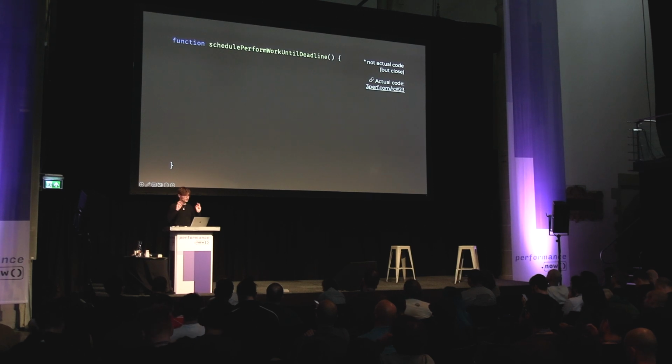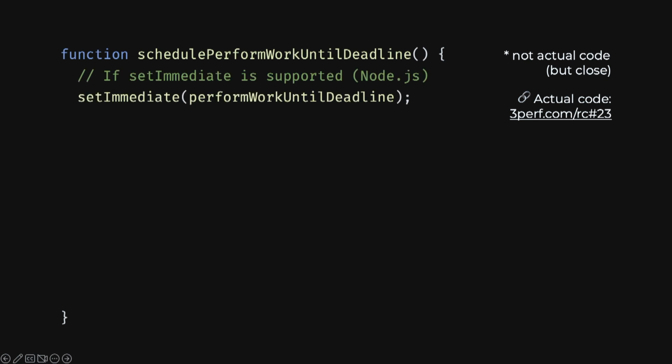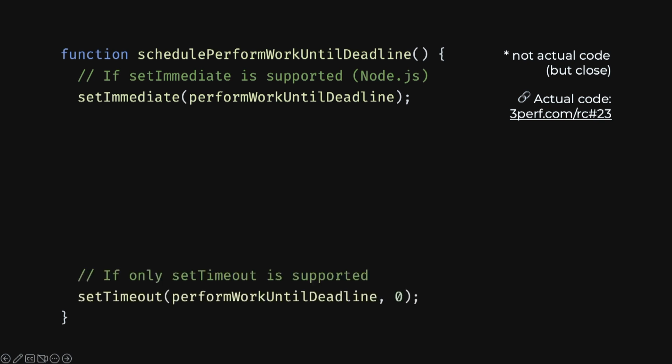The schedulePerformWorkUntilDeadline function, the function that schedules the next frame, doesn't actually use requestAnimationFrame. It uses a different approach. So in an environment like Node.js or very old Internet Explorers, it calls setImmediate. In older browsers, it calls setTimeout with a 0 delay. This schedules a macro task to run in the next frame, to run after the browser has been able to render the results on the screen. And in modern browsers, it does a bit of advanced trickery.